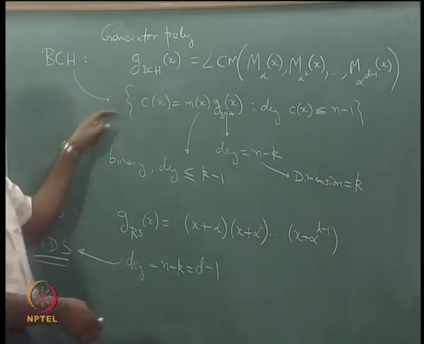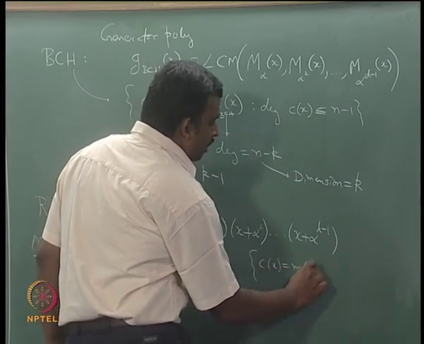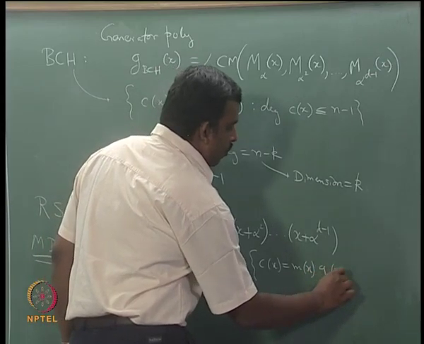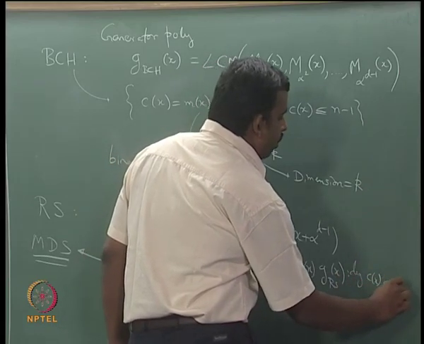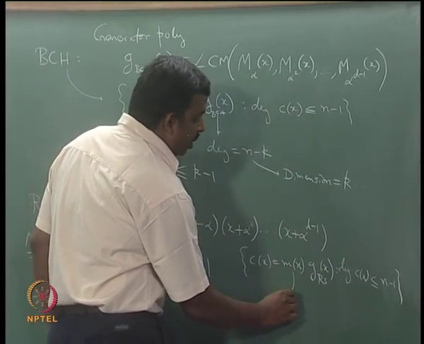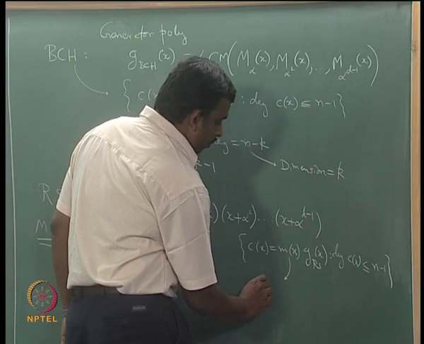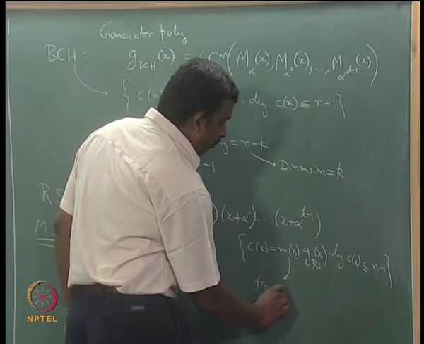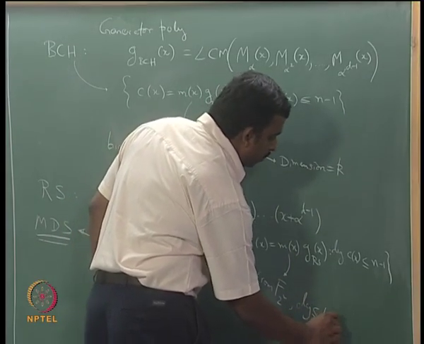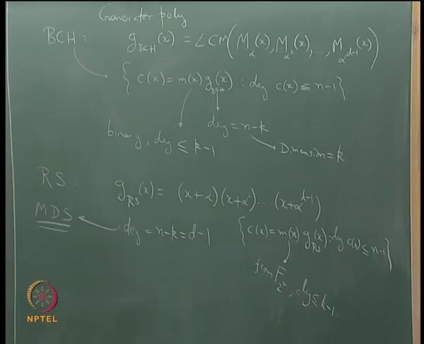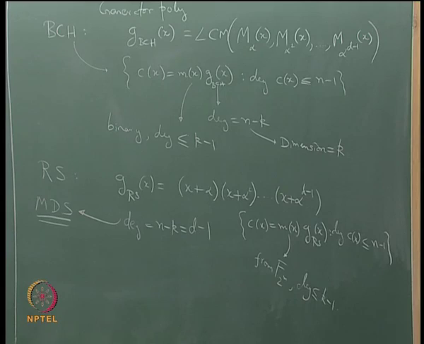Notice the subtle difference here. In this case, the set of all code words is again C of x equals m of x times g RS of x. Again you have degree of C of x less than or equal to n minus 1, but you do not have the binary restriction. So what happens for m of x? It is from F2 power m and degree less than or equal to k minus 1. So that makes a big difference between these two.